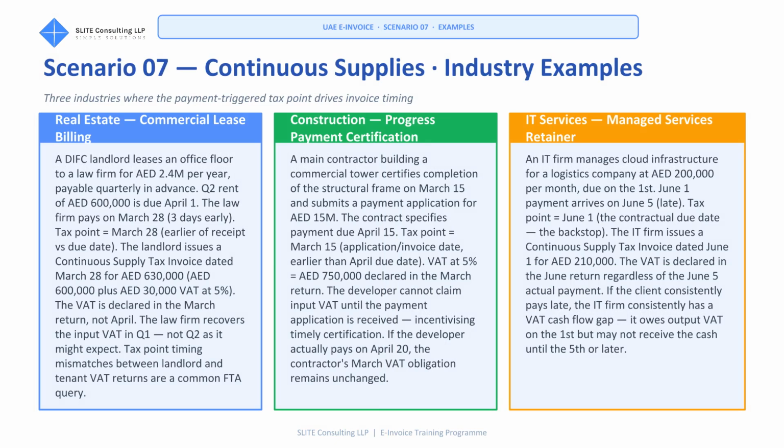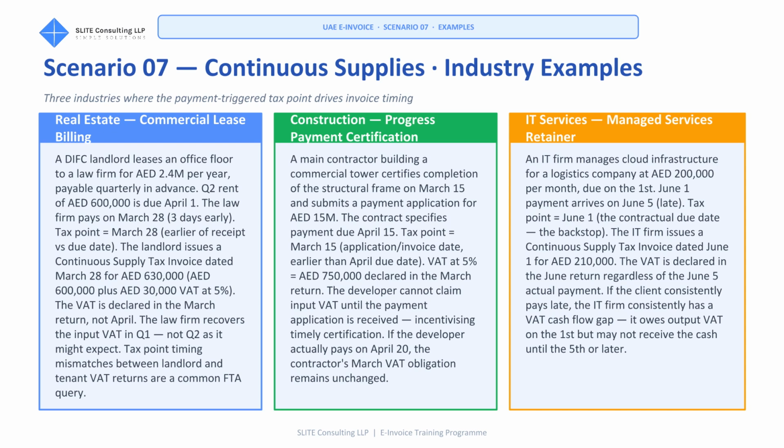3 industries where the payment-triggered tax point drives invoice timing. First, real estate. A DIFC landlord leases office space at 2.4 million dirhams per year, quarterly in advance. Q2 rent of 600,000 is due April 1st, but the law firm tenant pays March 28th, 3 days early. Tax point, March 28th, the earlier of receipt and due date. The landlord declares VAT in the March return, not April. The tenant recovers in Q1, not Q2, a common mismatch query from the FTA.